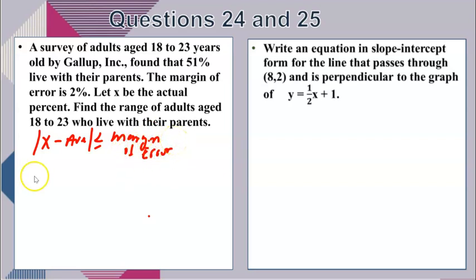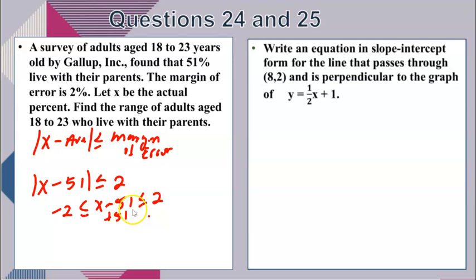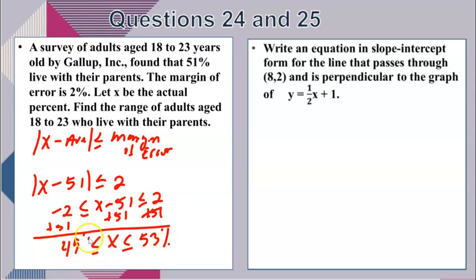So now if I put the numbers in, I would have X minus, the average is 51, and the margin of error is 2%. So that's less than or equal to 2. So now if I take it out, this is an and, so I have X minus 51 is less than or equal to 2, but greater than or equal to a negative 2. So I have my two cases. So I'm going to add 51 to both sides. And the percentage is X has to be less than or equal to 53%, but greater than or equal to 49%.